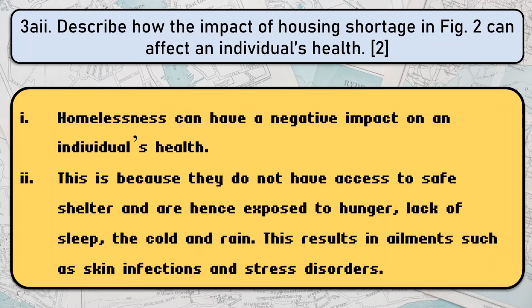This is because they do not have access to safe shelter and are hence exposed to hunger, lack of sleep, the cold and the rain. So when you're exposed to all these elements, it actually results in ailments, which means illnesses, such as skin infections and stress disorders.